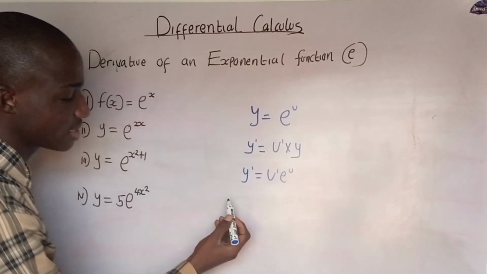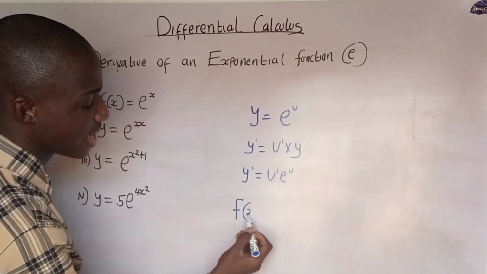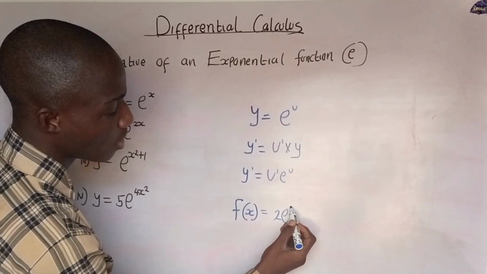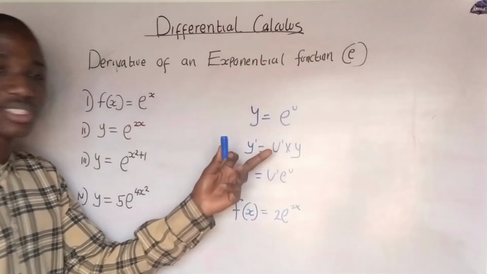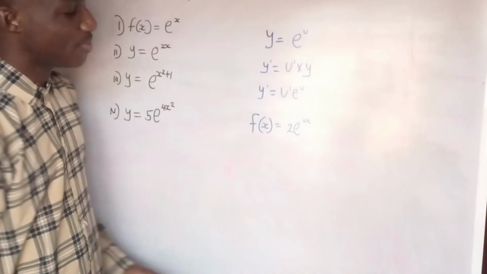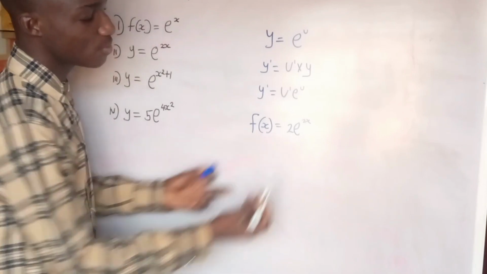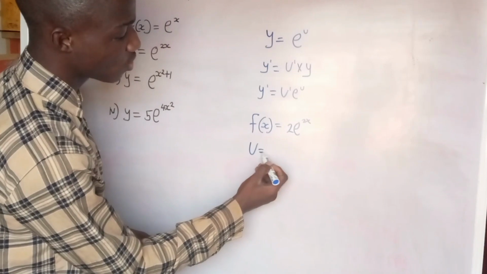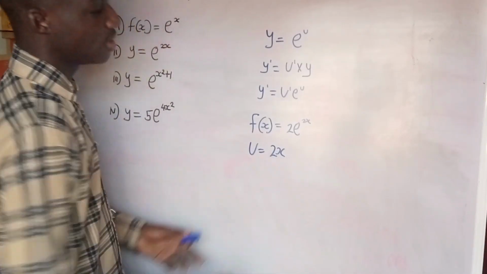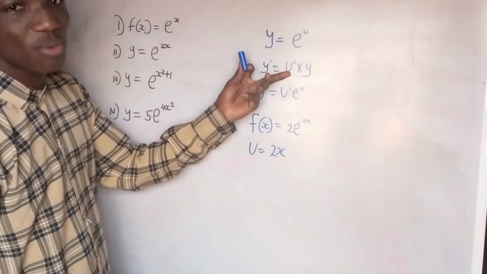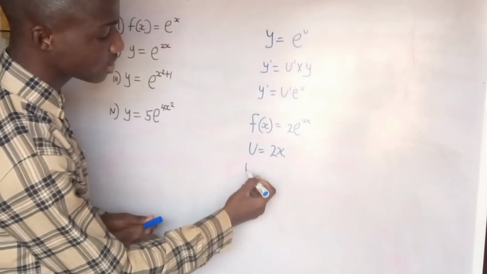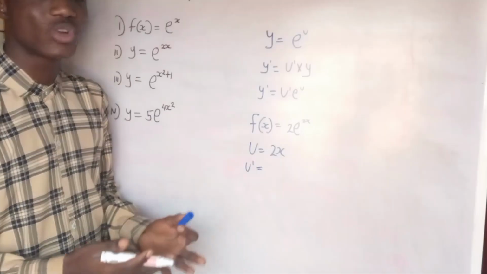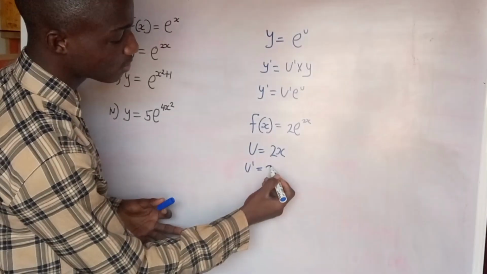Now let us proceed. Let's assume that we are given a function f of x is equal to 2e raised to the power of 2x. Using the same approach, we can say that since the power of Euler's constant is 2x, I'm going to have u is equal to 2x. In my formula, I need the differential form of u. So I'm going to take the first derivative of u. The first derivative of u using the power rule is 2. So I'm going to have 2 here.